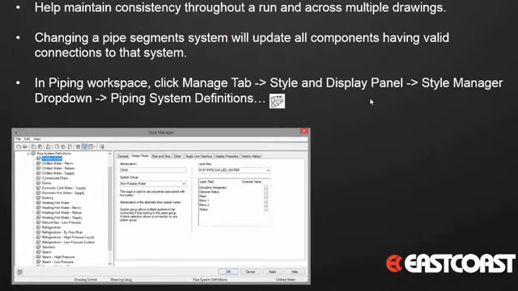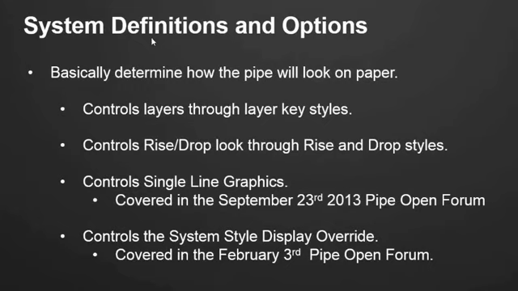To access the display manager, it's similar to how you would access the routing preferences, and everything is done inside the style manager. To get there, you can go to the Manage tab, click on the Style and Display panel, select the Style Manager drop-down, and then select your piping system definitions. This will bring up the Style Manager filtered to where you only see your piping system definitions. So what do you set inside your system definitions? Well, as I said before, it basically determines how the pipe will look on paper.